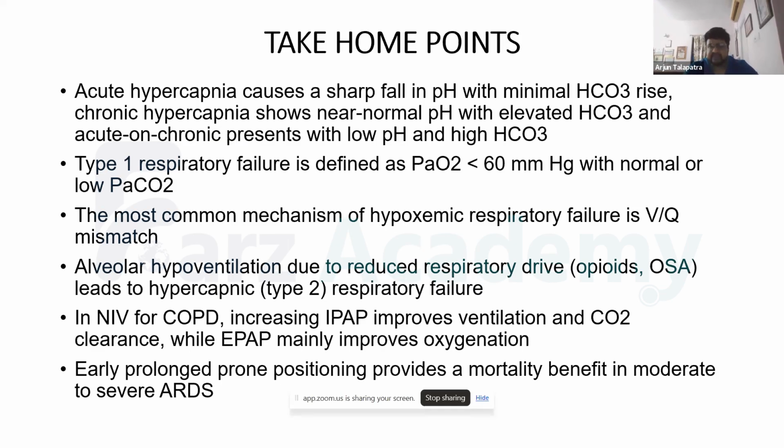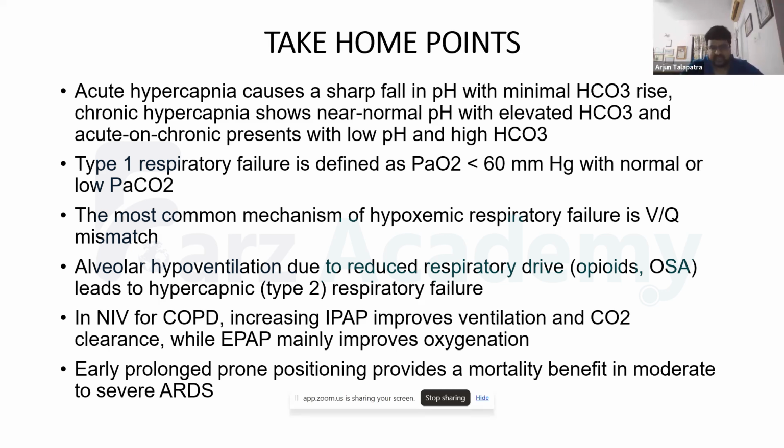Okay. So firstly, let us revise all the points that we did in the last class. We spoke about acute respiratory acidosis and how that causes a sharp fall in pH with a minimal bicarbonate rise. Why? Because the body has less time to adapt, versus a chronic respiratory acidosis where the pH becomes closer to normal because the body has time to retain bicarbonate, and an acute on chronic, which falls somewhere between these two pictures.